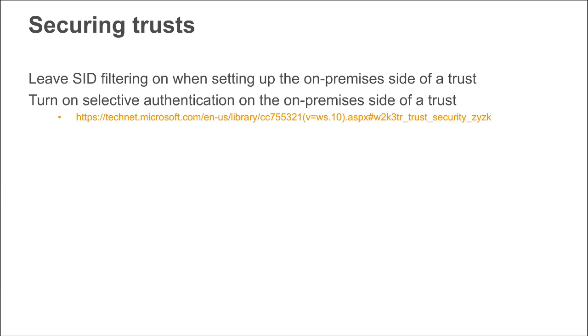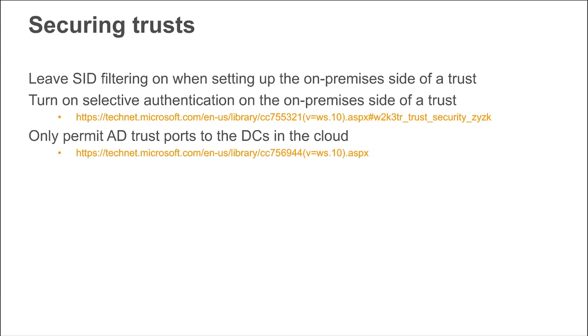And another thing you can do is turn on selective authentication on the on-premises side of the trust if you have a two-way trust. And what this does is it acts as a sort of firewall to reduce what users can access. If they don't have access to a resource, there's no way for them to authenticate against the resource. And the link that I've provided in this slide provides an article about securing trusts a little bit more. It talks about SID filtering and selective authentication.